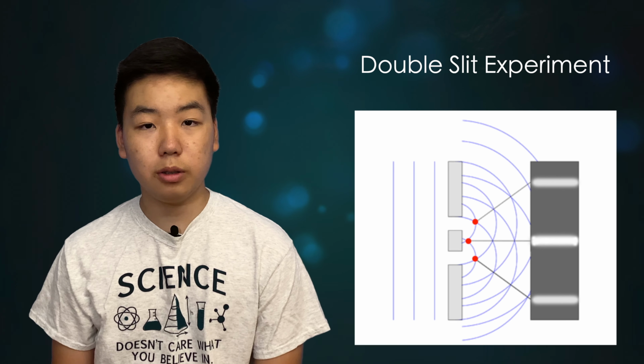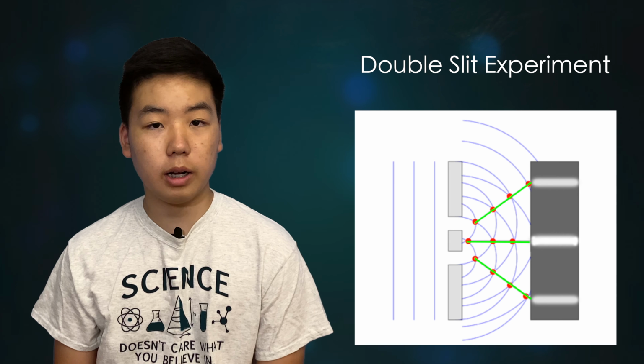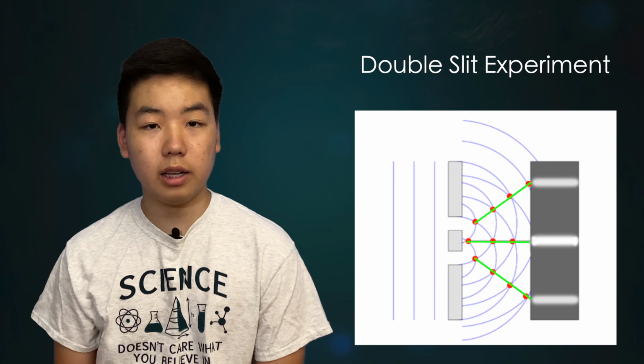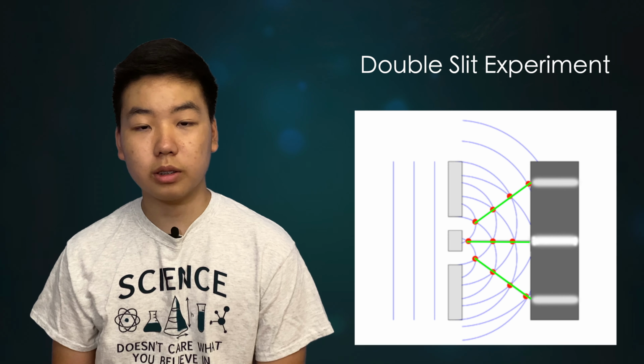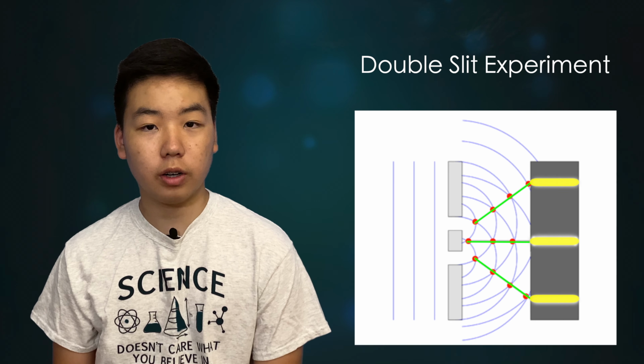When the peaks of two waves interact with each other, they add up to create a larger wave with a larger amplitude. In other areas, the peaks and troughs of the wave cancel each other out. This results in a striped pattern called an interference pattern, which shows the wave behavior of light.